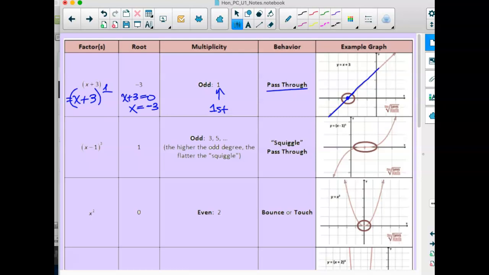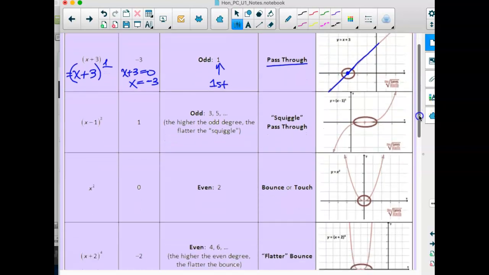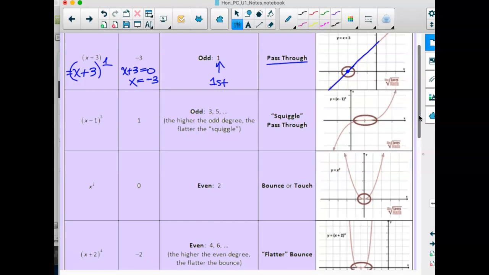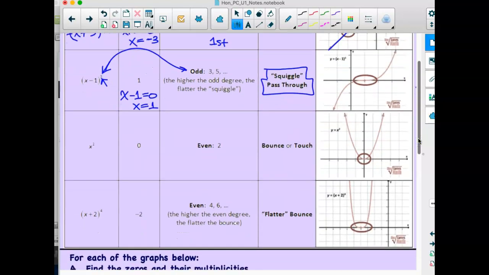Now let me skip to the other odd ones. So the other odd ones, x minus 1 to the third power. That means the x-intercept, or the 0, or the root, is going to be at x equals 1. Now odd, 3, 5, 7, anything that's an odd number for that exponent is going to wiggle through. Or you could say that there's a change in concavity.